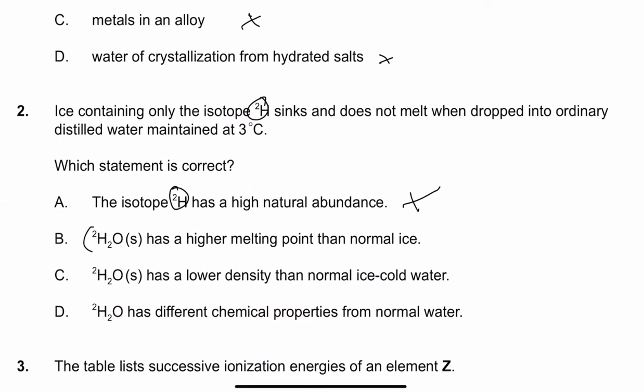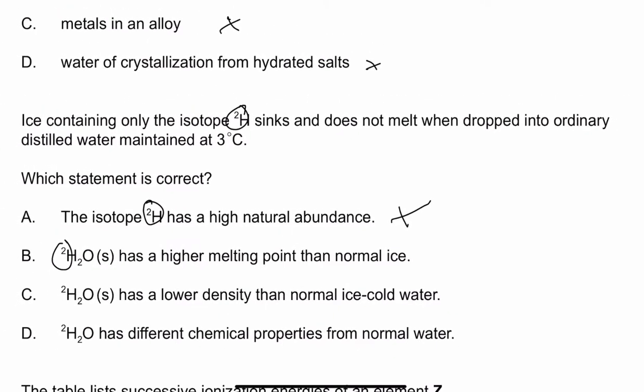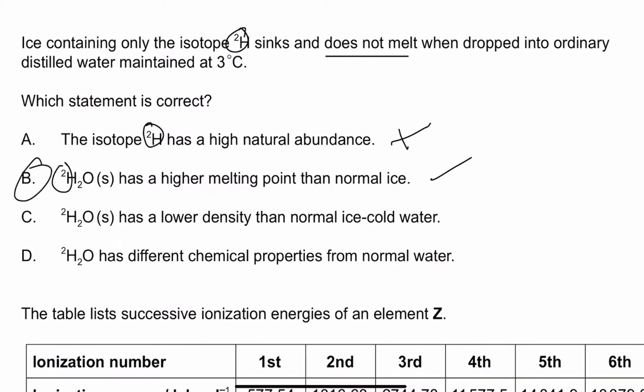B. Water with this isotope of hydrogen has a higher melting point than normal ice. And this looks like it should be correct, because it says it does not melt when dropped into ordinary distilled water at 3 degrees Celsius. And of course, we know that ice should melt at 0 degrees Celsius. So we know that's right. And let's just check the other two just to prove our answer, but we should know that B is right.